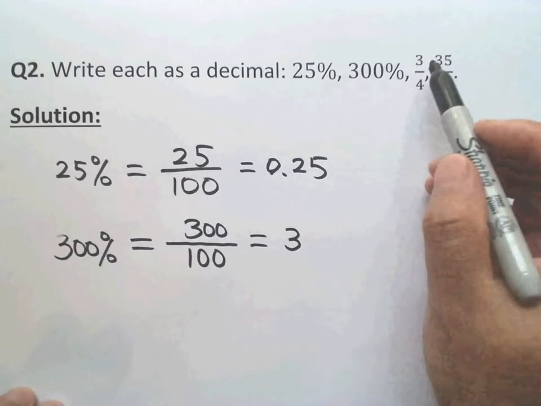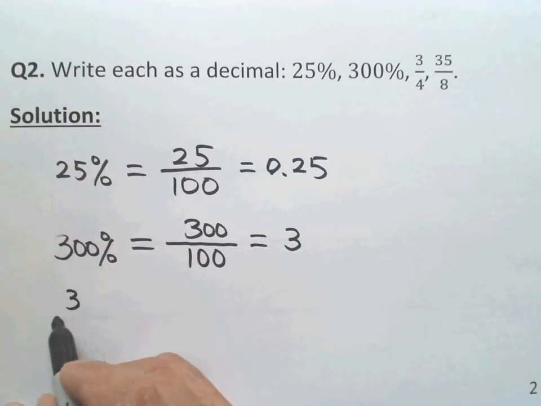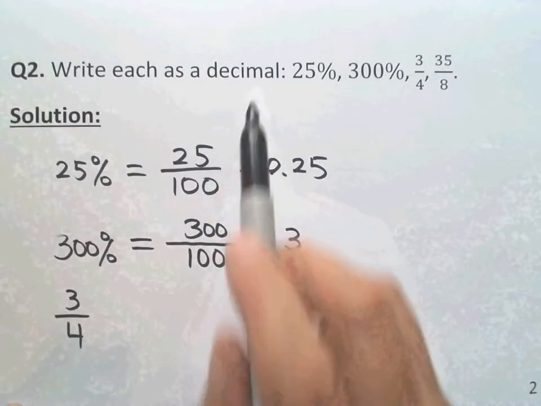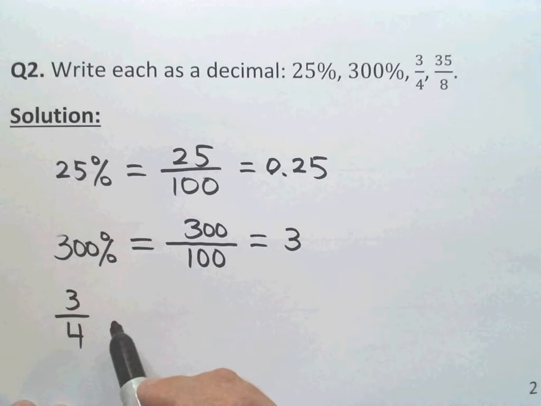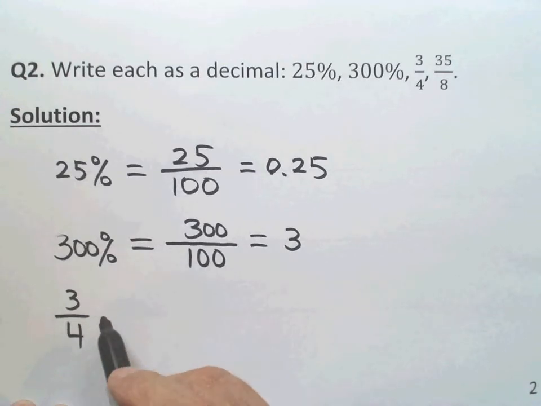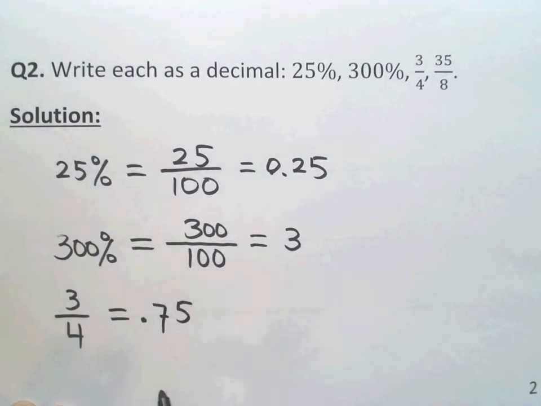How about 3 out of 4? The 3 out of 4 is a fraction. How do you change a fraction to a decimal? We can directly use the calculator, or if you know 3/4, it is 0.75. This is a popular number, we know it's 0.75.